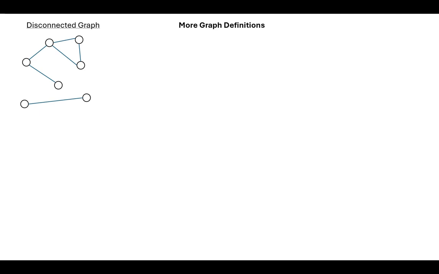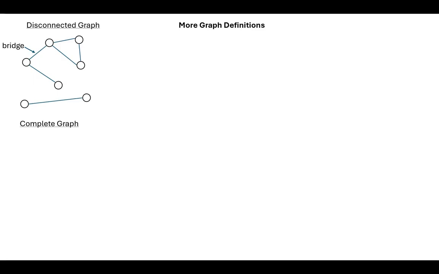Be careful when defining this in exams. It doesn't mean that in a connected graph an edge exists between every pair of vertices, just that it's possible to get from every node to every other node. A bridge is an edge which, if removed, would disconnect a component of the graph.